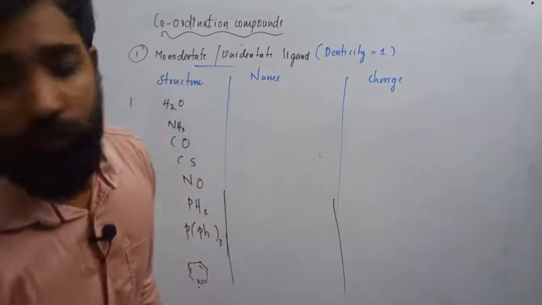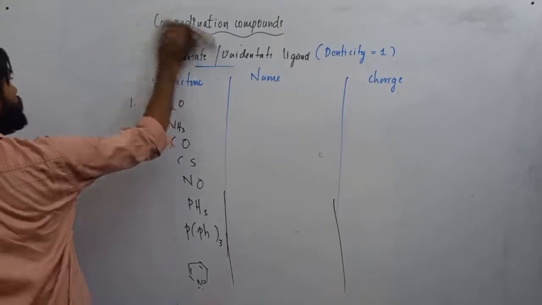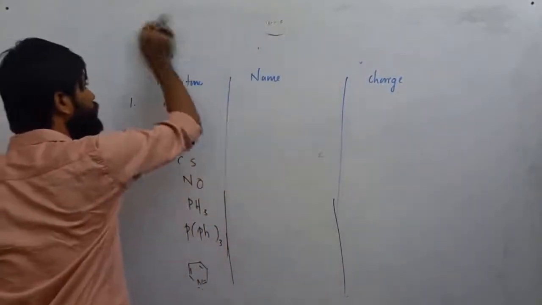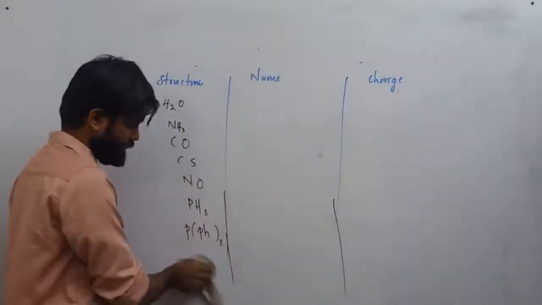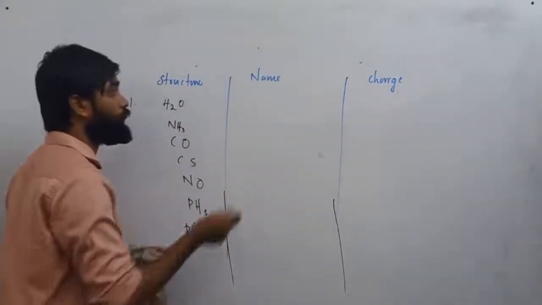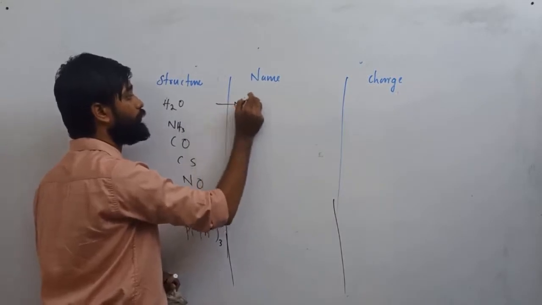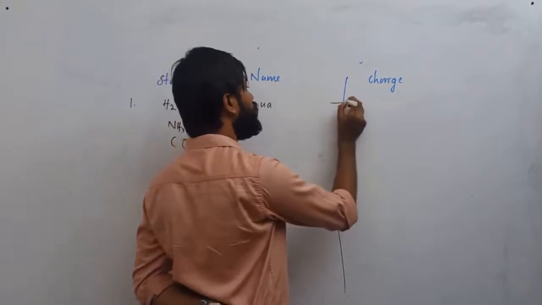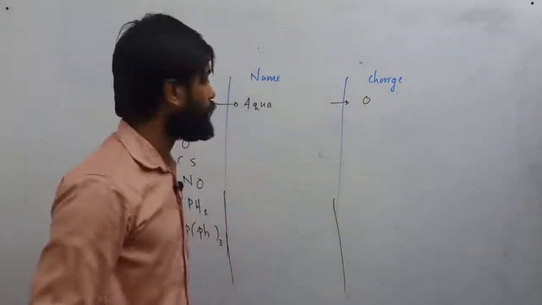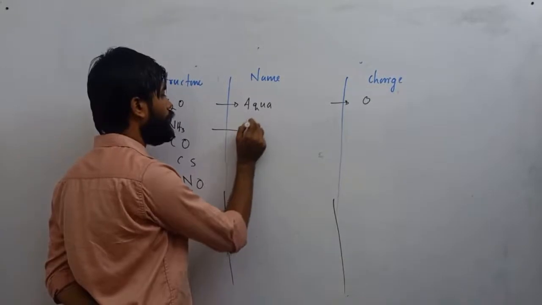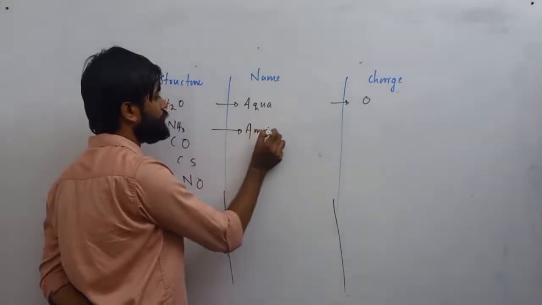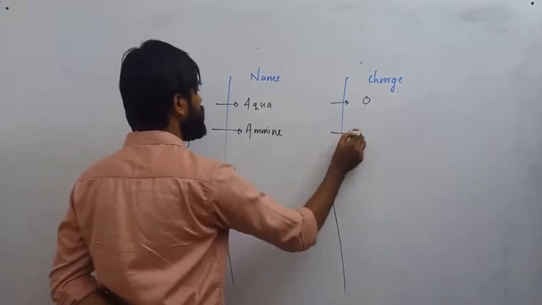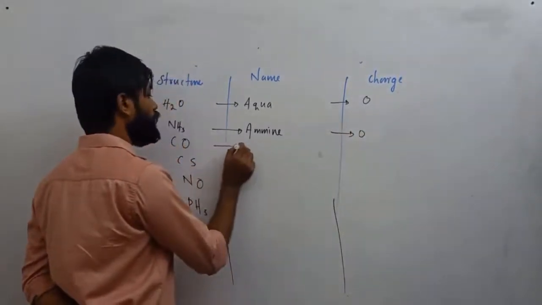I'll extend the space to the top. So now this is enough. These all are neutral ligands. First one, water. When it is a ligand, it is called aqua, with a charge of 0. Ammonia, when it is a ligand, is said to be ammine. Charge is 0.